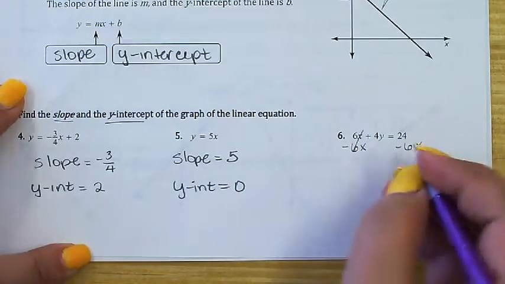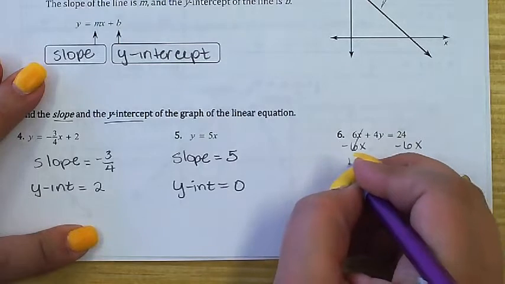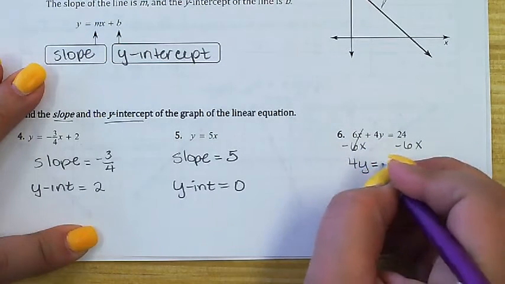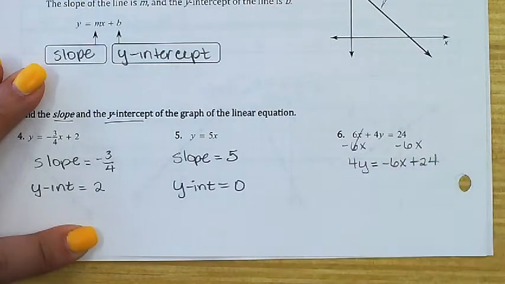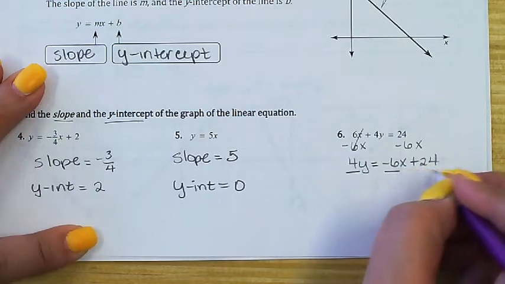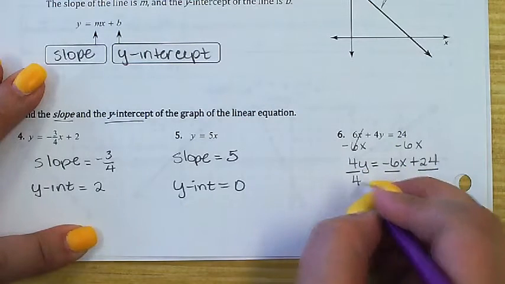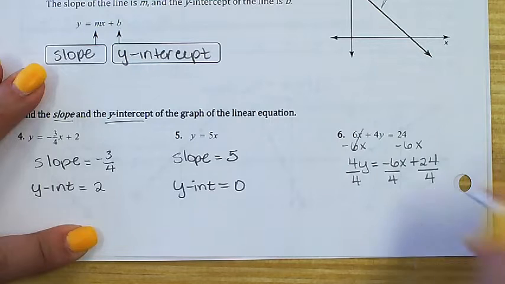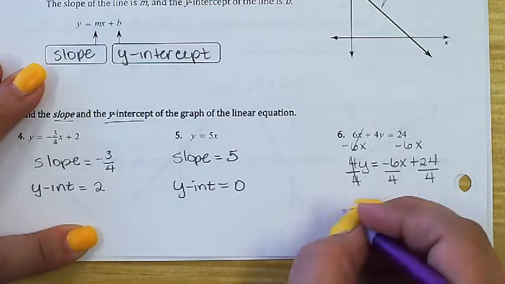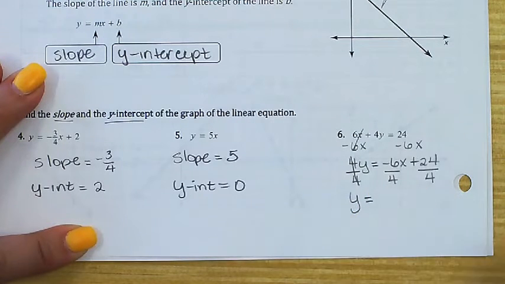So I'm going to move the x's by doing negative 6x on both sides. So now I've got a negative 6x on this side with the 24. And then I'm going to divide by 4 so that y is totally by itself. Do not forget, you have to divide all of your terms. And now we are in slope-intercept. Y is by itself on the left side.